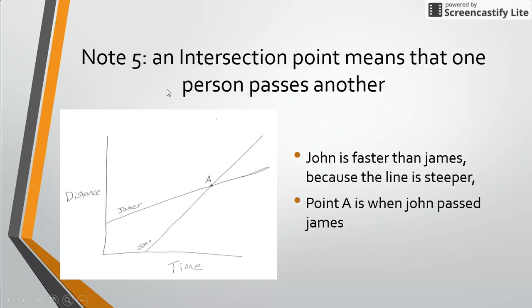Note number 5, an intersection point means that there is one person passing another on the graph. So if I take a look at James and John, I know that James started further away from John and he's traveling slower. And John is traveling faster because his line is steeper. He's gaining more distance in less time. And point A is where John passed James because he's going faster.